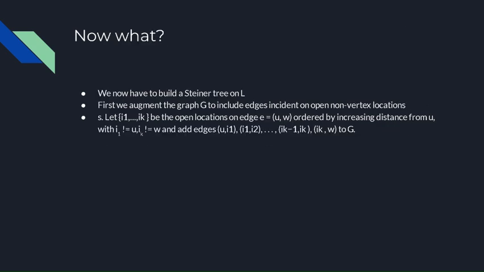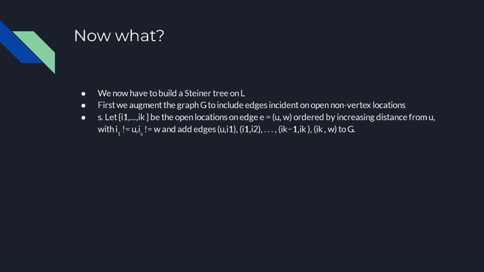So now we have completed phase 1 of clustering, and we now need to build a Steiner tree on this set of vertices L dash that we have got. For that we need to first augment our graph, because as I said, we can open facilities on any of the edges, at any point on the edge. So we'll have to include these non-vertex locations as well in the graph.